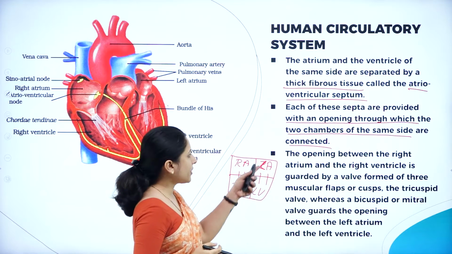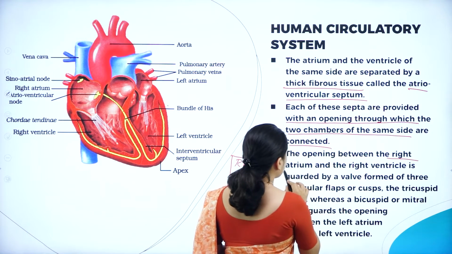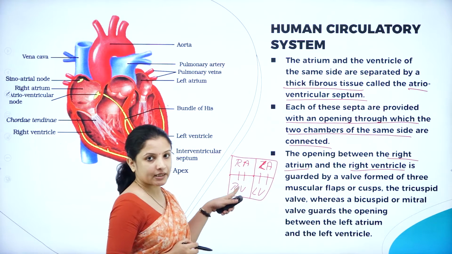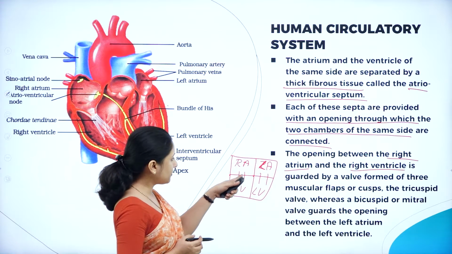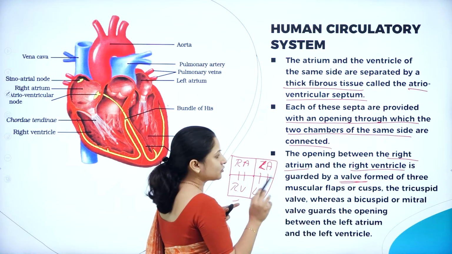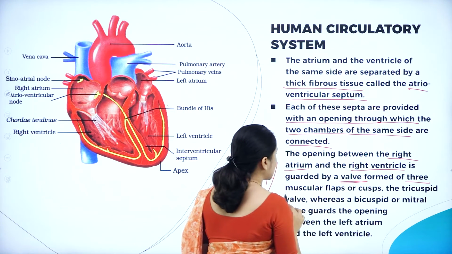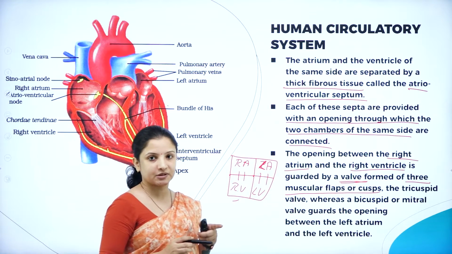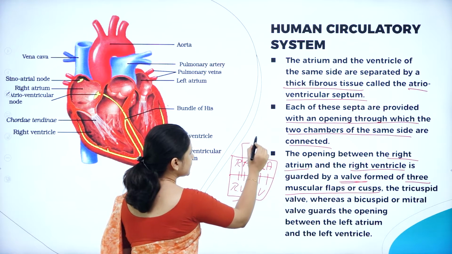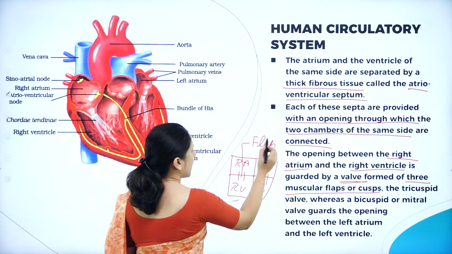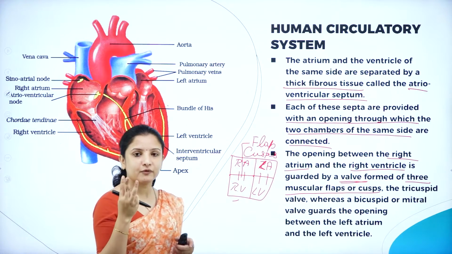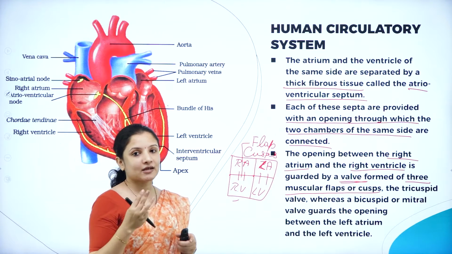So here, talking about the opening between the right atrium and the right ventricle. There is an opening, there is a connectivity. But in spite of that there is a flap present in the opening, and that flap is called a valve. These valves are made up of 3 muscular flaps, also called cusps, because there is a flap. So I'll just write here: the opening is covered by a flap. That flap is also called cusps. And how many layers is it made up of? It is made up of 3 layers. That is why it is called a tricuspid valve.